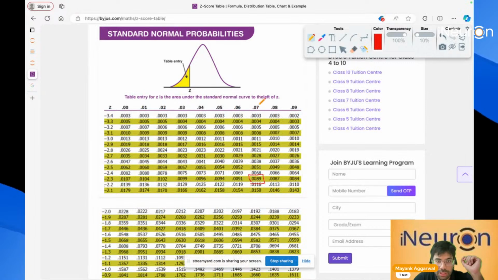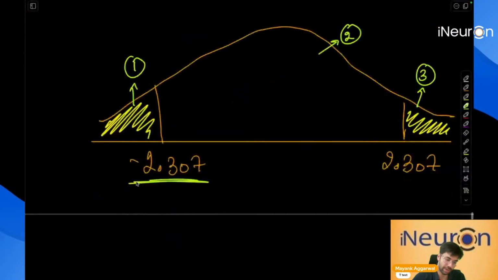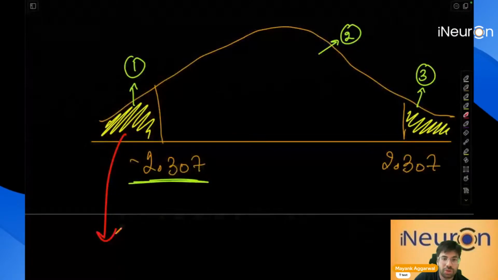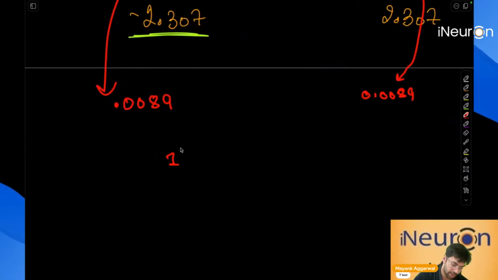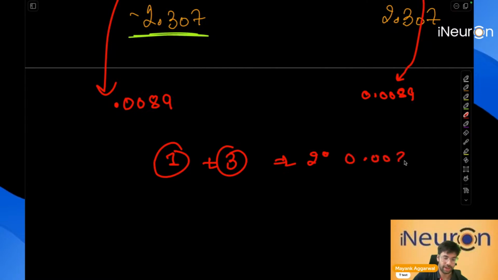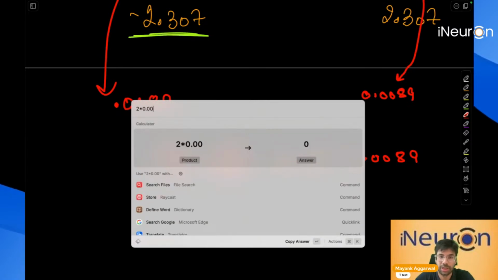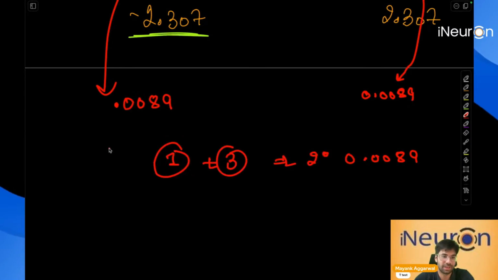Because if you see, this is 07 and this is 2.3, now I get this particular area, which is coming out to be 0.0089. If the whole area is 1, where z is minus 2.307, the area is 0.0089. Again, because of symmetry, the area will be the same here, 0.0089. Now I can add this 1 plus 3, which is equal to 2 into 0.0089. So this is actually my p-value, if we assume the null hypothesis to be true. It is coming out to be 0.01178.